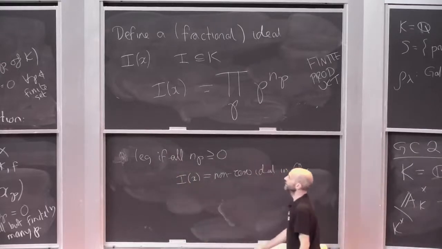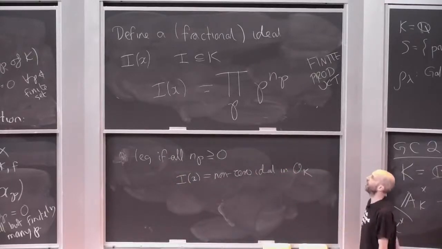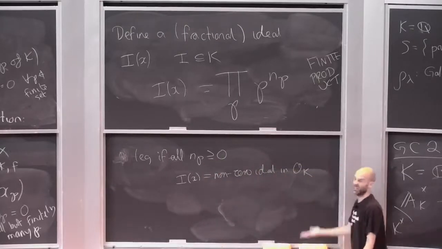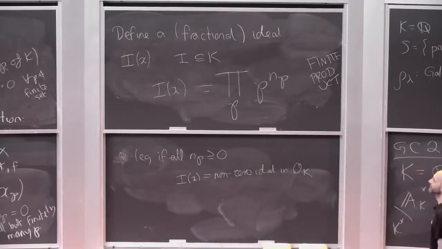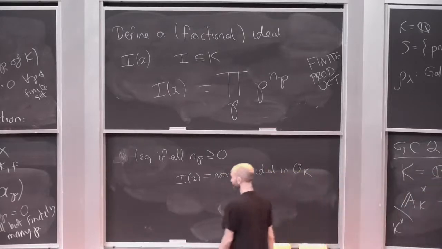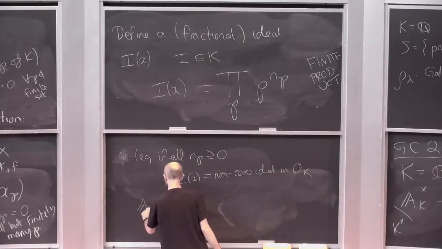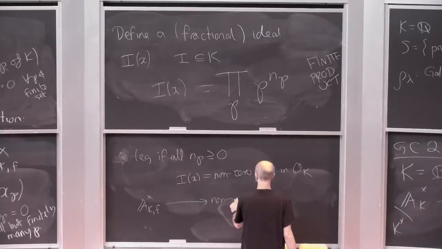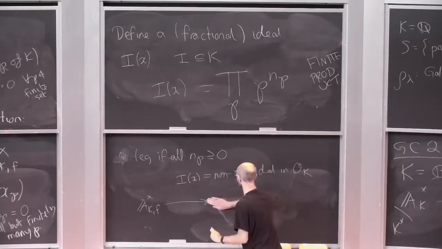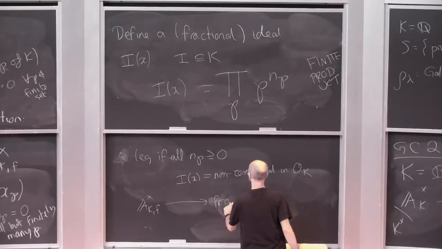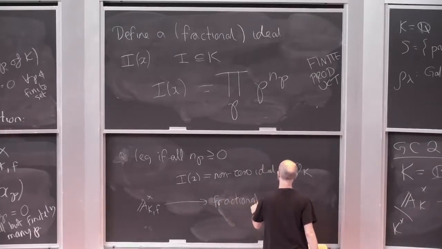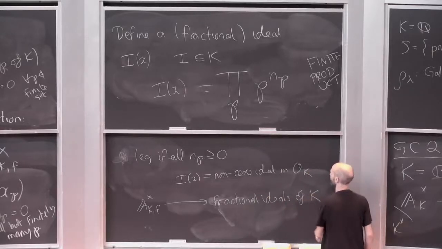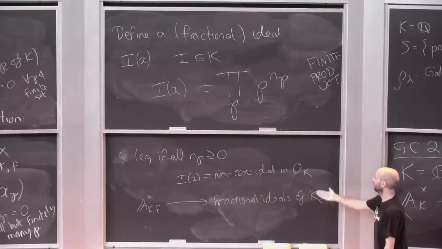And so this construction gives you a map from the finite idels just to the non-zero fractional ideals. So there we go. A_K finite star goes to non-zero fractional ideals of K.